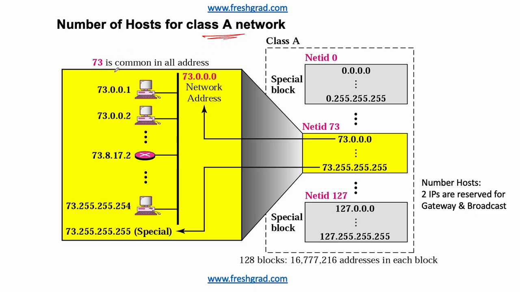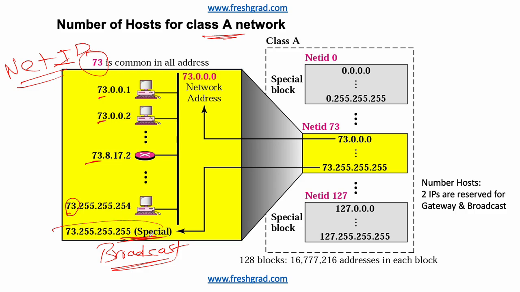What is common here? If you see in this, 73 is common. Why? Because this is our network ID, and 73 is common here, right? So special, this is a broadcast. That's why this is the last IP and we use it as a broadcast. But the first IP we always use as a gateway. That's why you cannot assign this.